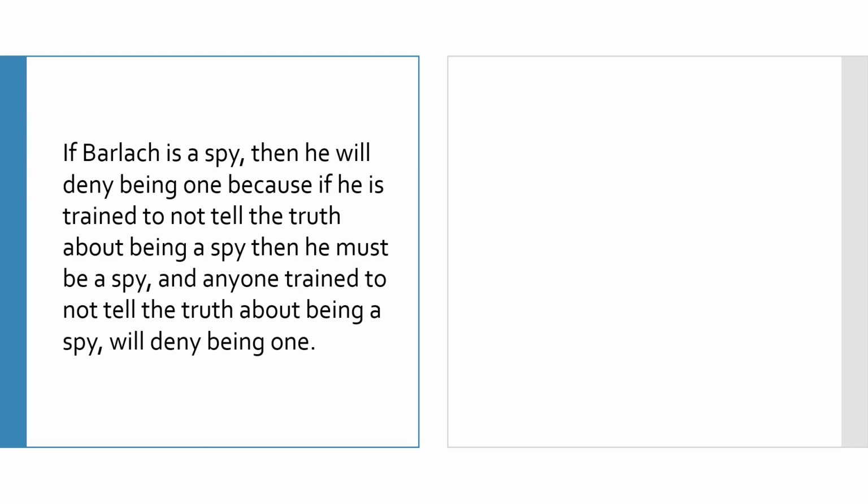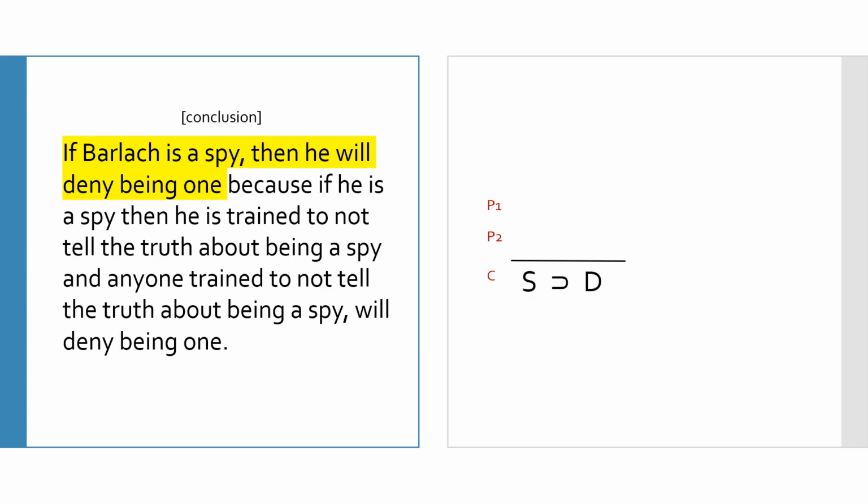Now let's see what it would look like when it's invalid. This one says if Barlach is a spy, then he will deny being one, because if he is trained to not tell the truth about being a spy, then he must be a spy, and anyone trained to not tell the truth about being a spy will deny being one. So again, we have the same conclusion, if S then D.